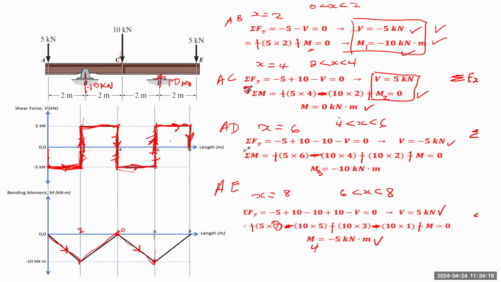Remember, this is a representation of halfway. -5 is right here, halfway. So that's what we work out. But if you were to work it out to 8, you'll get it at 0. You'll get the bending moment right here equal to 0.